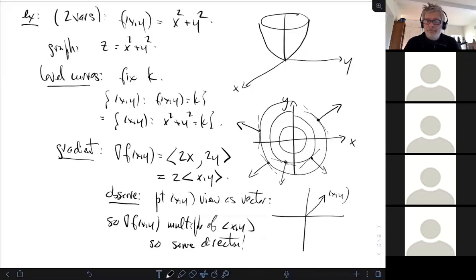So this should be true for any kind of level surfaces, right? Yes. Depending on the function you have, you might have very complicated level curves. If you take the gradient at any point, it'll be perpendicular to that level curve.